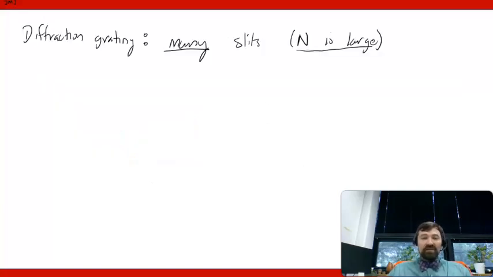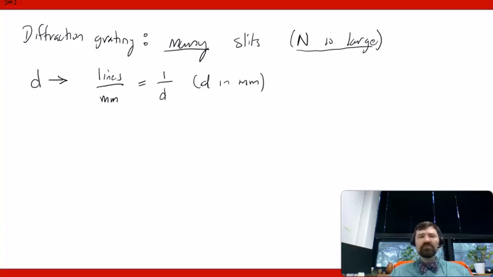The major parameter that we use is again D, but instead of using D, we might use something like lines per millimeter. And so in some sense this is 1 over D, so this is 1 over D, D in millimeters.